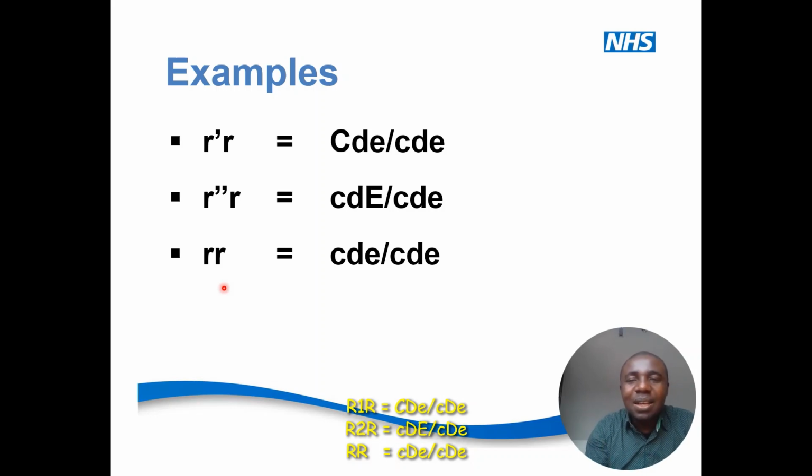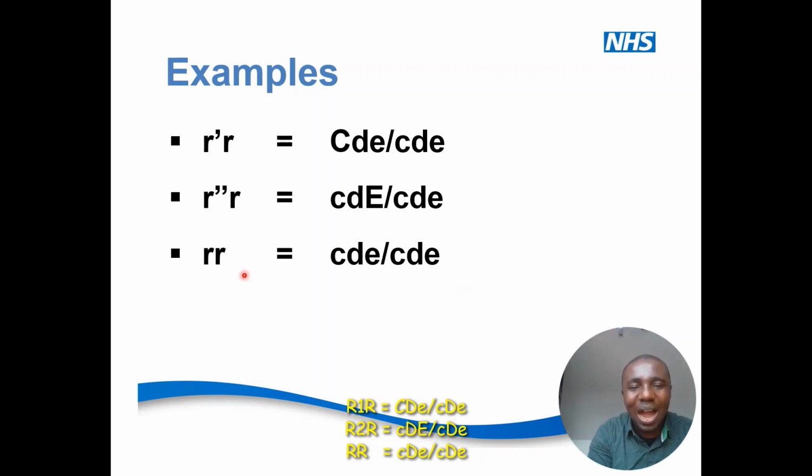If there is 1, it's supposed to be big C. If there is no 1, small c. If there is 2, it's supposed to be big E. If there is no 2, small e. Simple. So little r means small c, because there is no 1, little d, because there is d here, little e, because there is no 2. Then the other r, the same thing, little c, because there is no 1, small d, because it is little r, little e, because there is no 2.